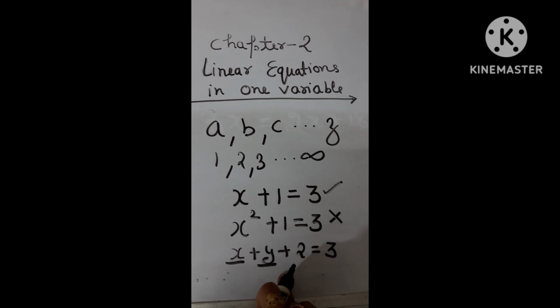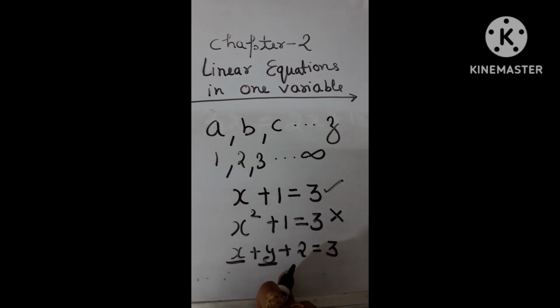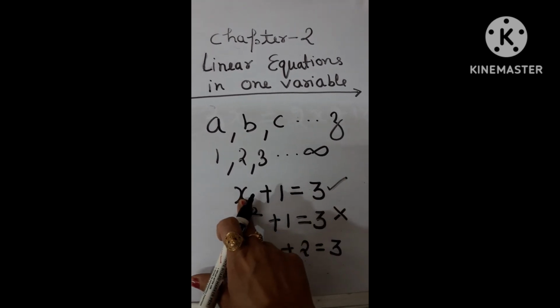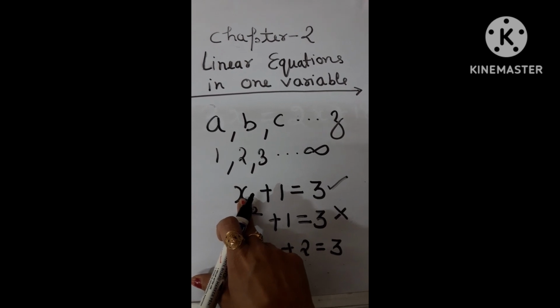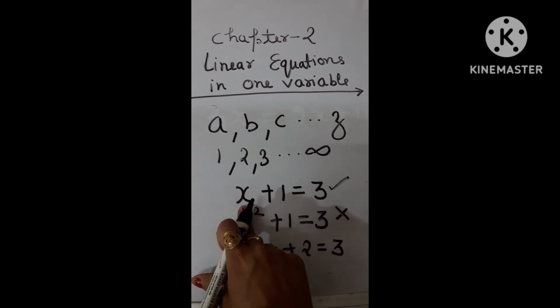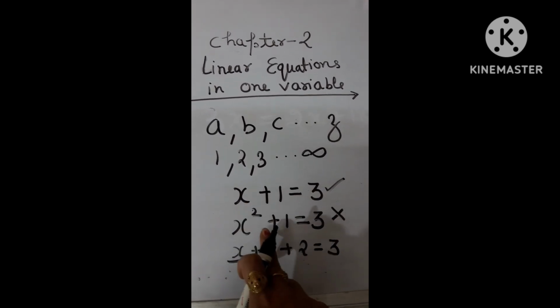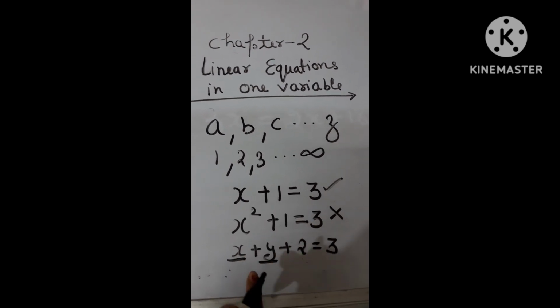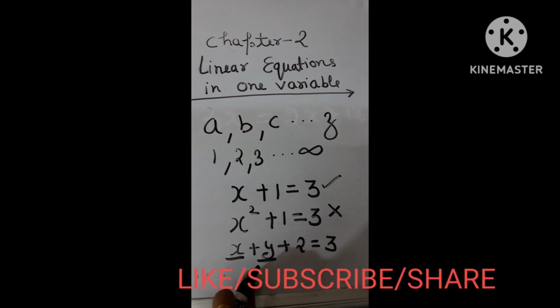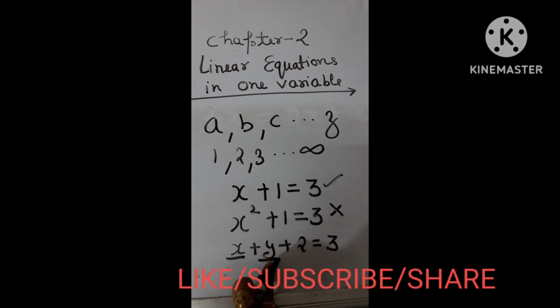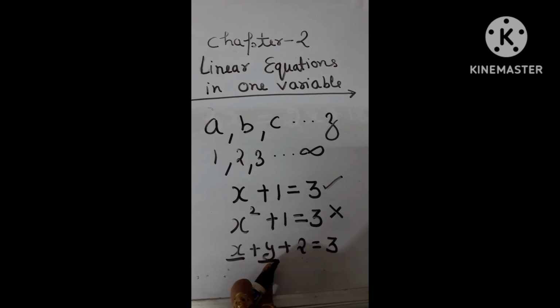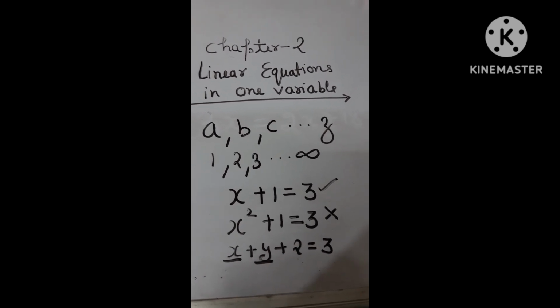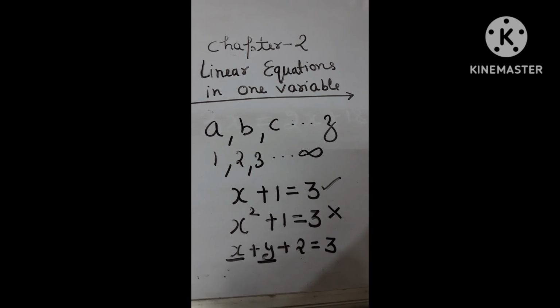Okay, so as per the definition of the linear equation in one variable, the highest power of the variable should be 1 and only one variable will be there in the equation. Here the highest power of the variable is 2, so it is not a linear equation, and here the highest power of the variable is 1 but two variables are involved, so it is not a linear equation in one variable. Now one by one we will be learning how to solve linear equations.